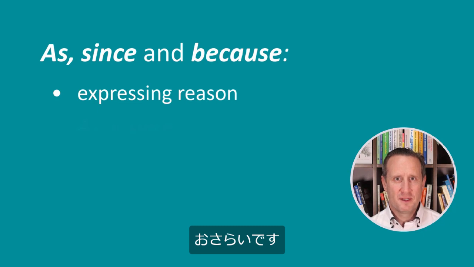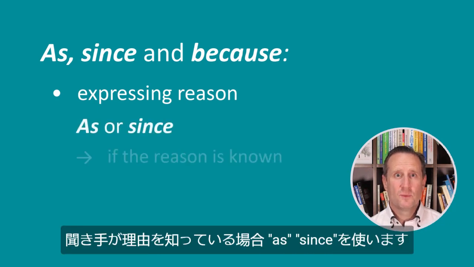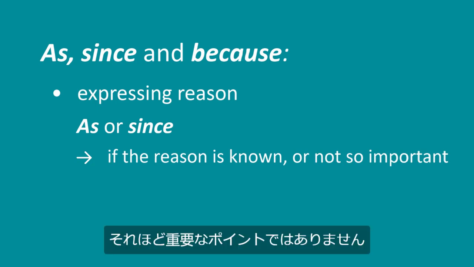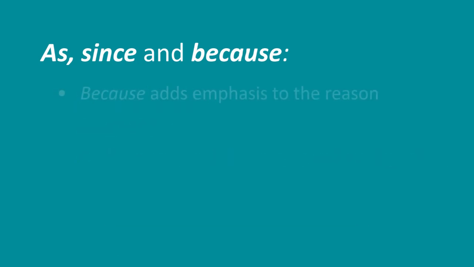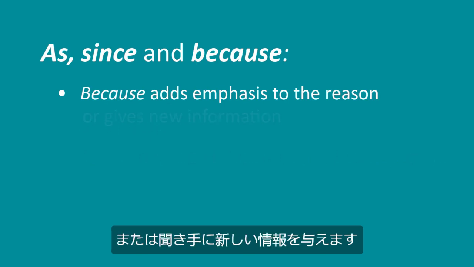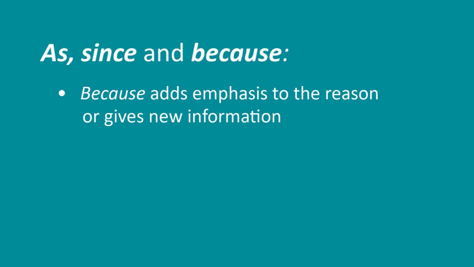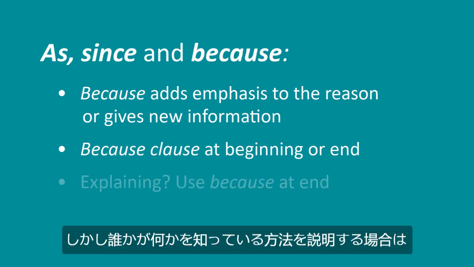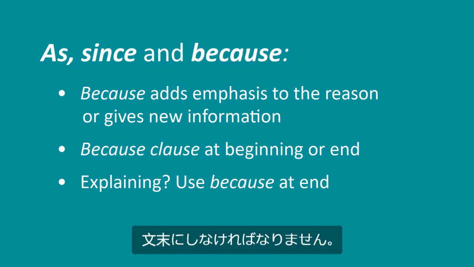Just to recap, use as and since when the reason is already known to the listener or reader, or when the reason is not the most important part of the sentence. It's not the most important thing. Using because adds more emphasis to the reason, or it gives new information not known to the listener or reader. And the because clause can be at the beginning or the end of the sentence, but if it explains how somebody knows something, it must be at the end.